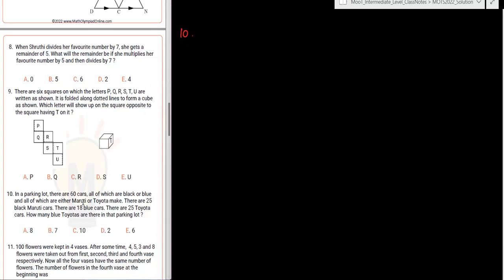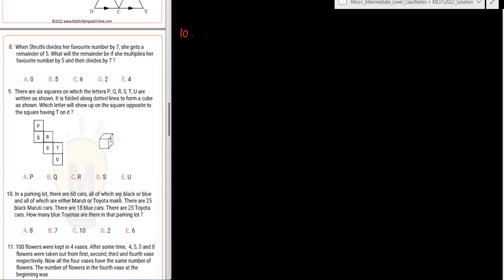In a parking lot, there are 60 cars, all of which are black or blue, and all of which are either Maruti or Toyota make. There are 25 black Maruti cars, there are 18 blue cars, there are 25 Toyota cars. How many blue Toyotas are there in that parking lot?